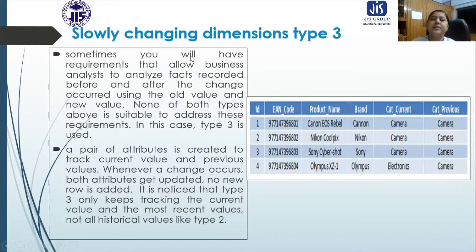So sometimes you will have a requirement that allows business analysts to analyze facts recorded before and after the change occurred using the old value and new value. Neither of the above types is suitable to address these requirements. So we require type 3. So a pair of attributes is created to track the current value and previous value. So here you can see a current value and a previous value is created.